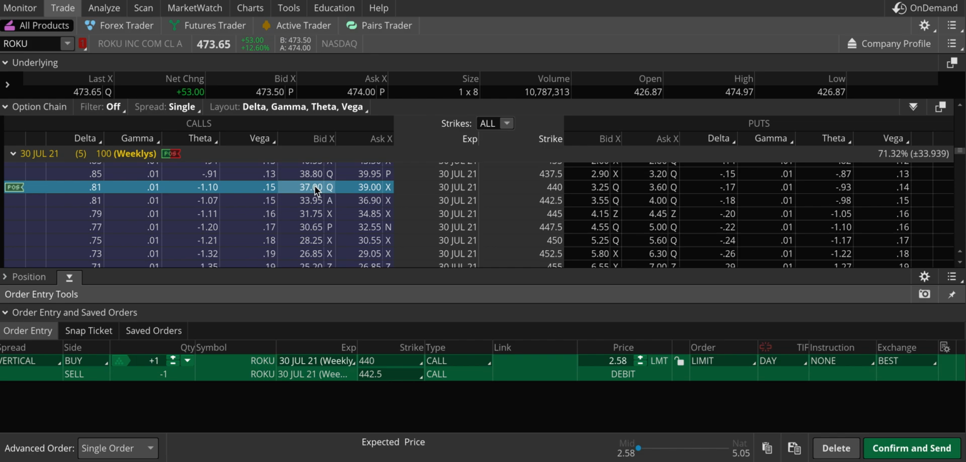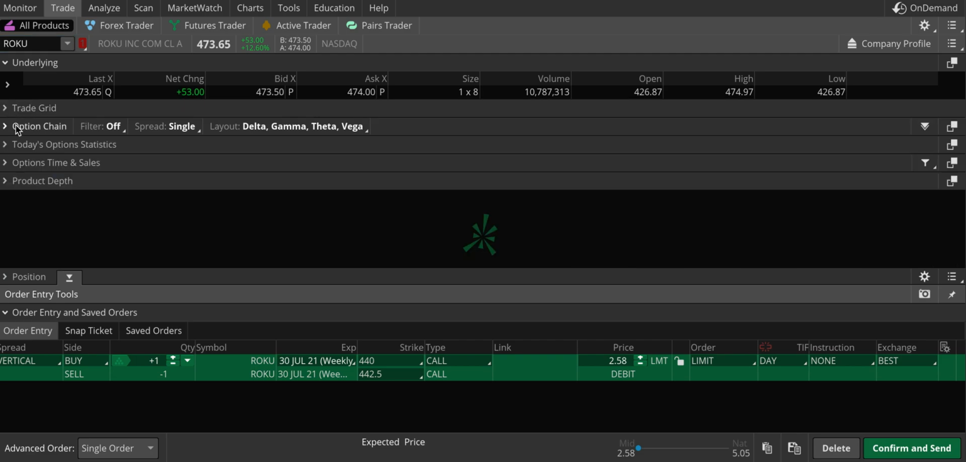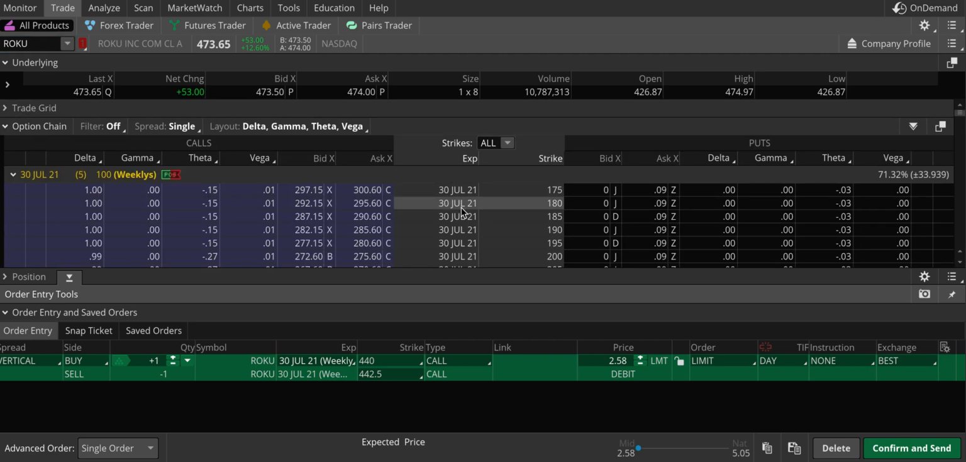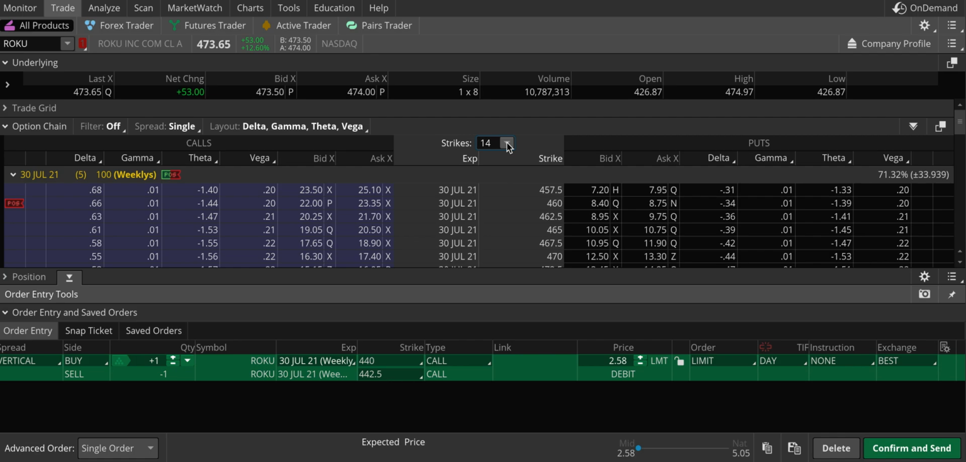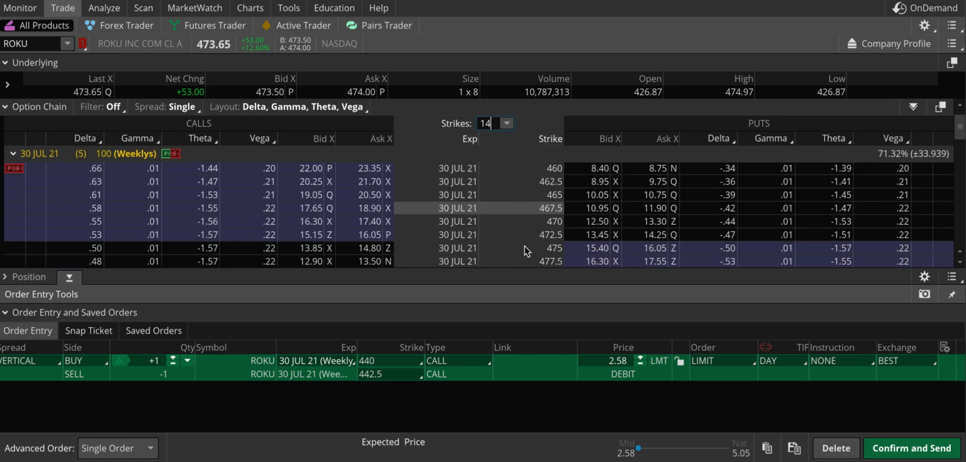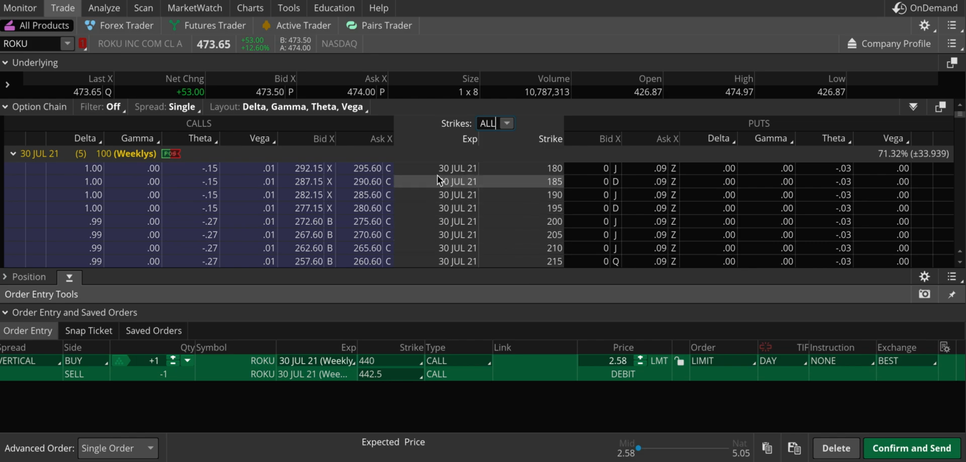So here in the last video, we mentioned Roku, and we're looking to long Roku, right? Because we think the price will go up on July 23rd. So what you do is type in the Roku ticker, and it will give you the option chain. You click on the option chain, and you're going to see a lot of different strike prices. If you want to simplify, you don't want to see that many strike prices, click on the strike and choose 14, and it will only show you 14 strike prices. But here, for tutorial purposes, I'm just choosing all.